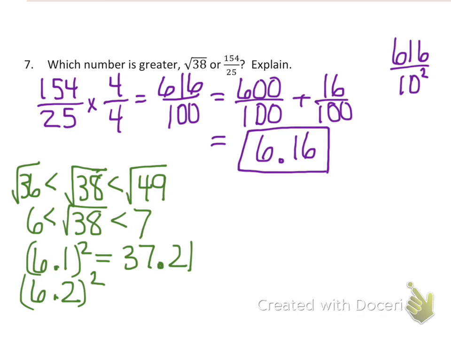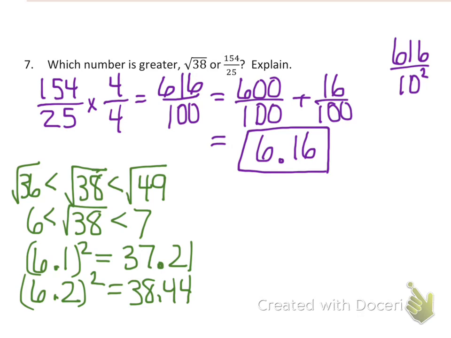6.2 squared, and again, this is where it's okay to use a calculator. 6.2 times 6.2 is 38.44. Okay, so now what do I know? Now I know that the square root of 38 is between 6.1 and 6.2, because 38 is between 37.21 and 38.44. But my other number is also in that interval between 6.1 and 6.2. So I need to get a little closer.